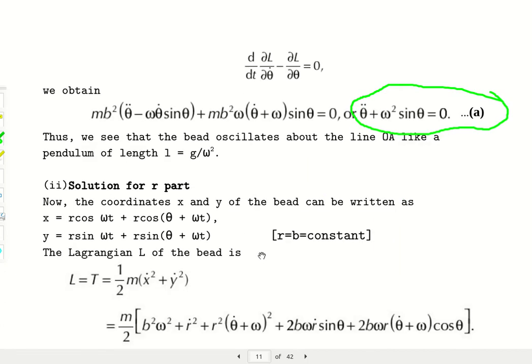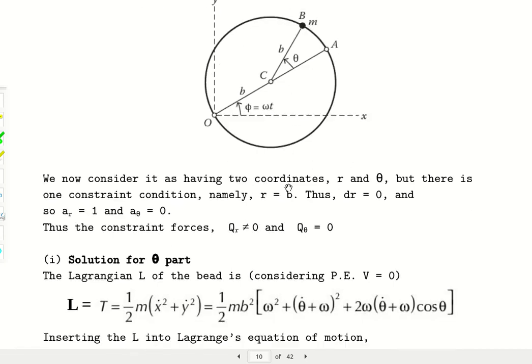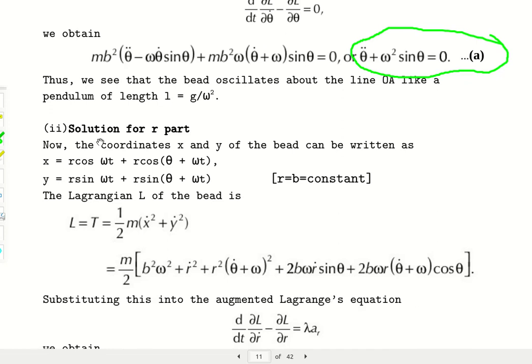But the second question is, what is the reaction force on the bead by the wire? For this you have to solve the first part, that is the second part, the r part.